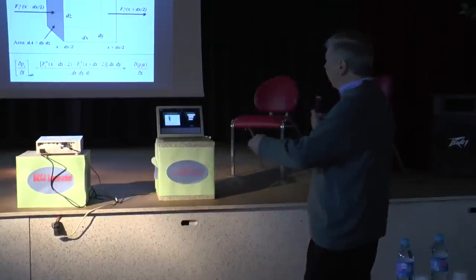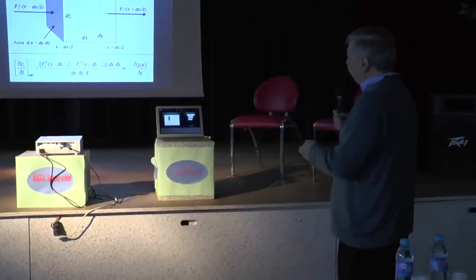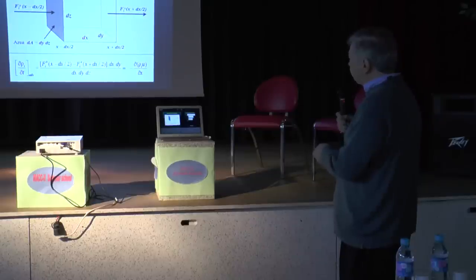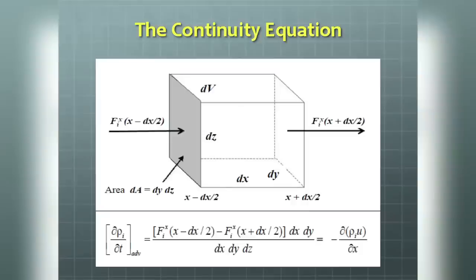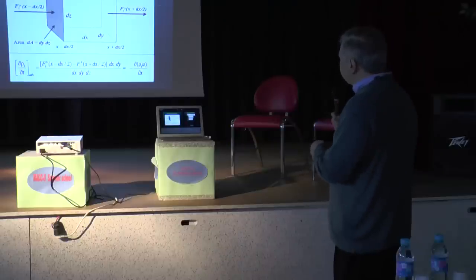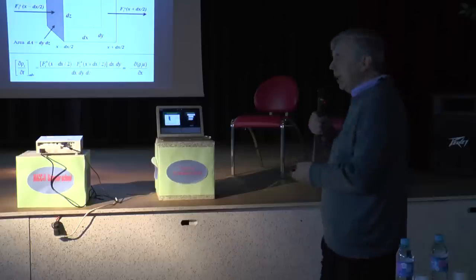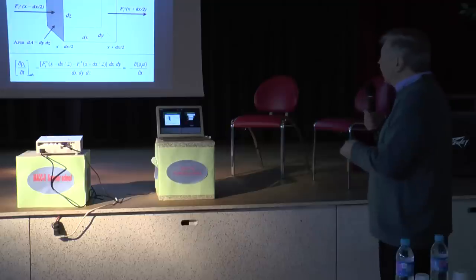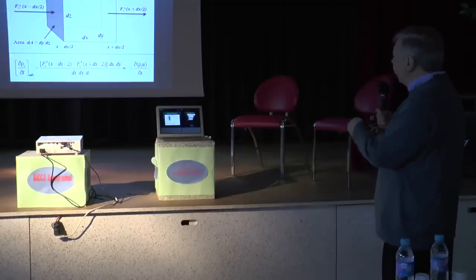The flow goes from left to east, and the size of the box in this direction is dx, very small. So this is the flux at x minus dx over 2. This is the flux at point x plus dx over 2. So we would like to know, when this flux is passing through, does the concentration rho i change with time due to this flow? Why i? Because i is chemical compound number i.